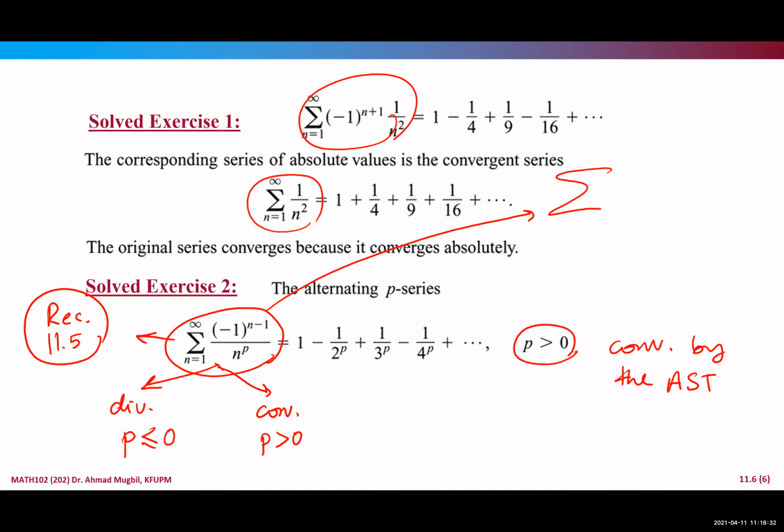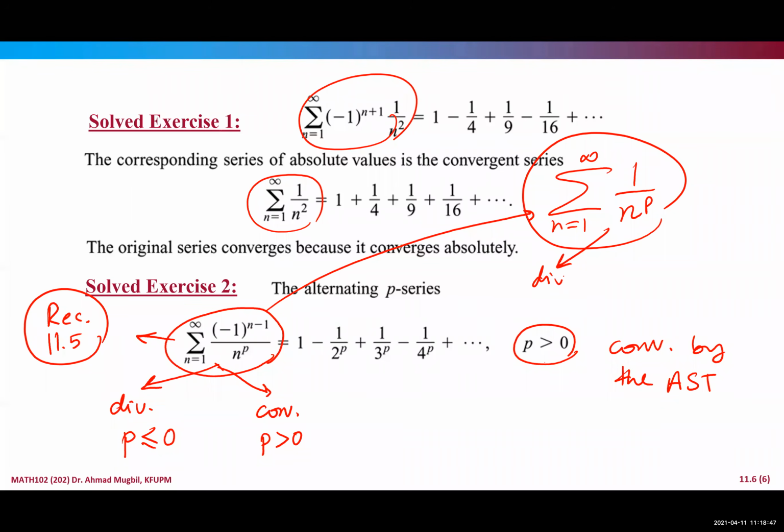When you take the absolute value, this will be 1 over n to the power b. What is this? This is the p-series. This one is convergent if what? Greater than 1. It diverges if p is less than or equal to 1, and converges if p is greater than 1.